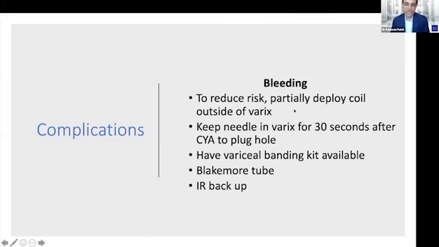So in terms of complications, in terms of bleeding risk, obviously you're puncturing a varix, everyone worries about it. I showed you one technique to reduce the risk is to partially deploy the coil outside of the varix. We do keep the needle in the varix 15 to 30 seconds after the cyanoacrylate to plug the hole. Of course, have backup available if needed, whether it's a banding kit if you notice esophageal variceal bleeding, Blakemore tube, of course, and then, I recommend that these are done in an institution that does have IR available in the event of needs for emergent TIPS procedure.